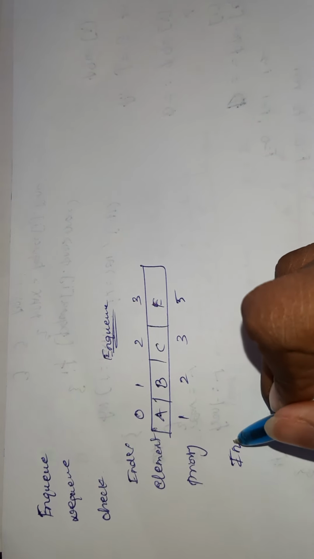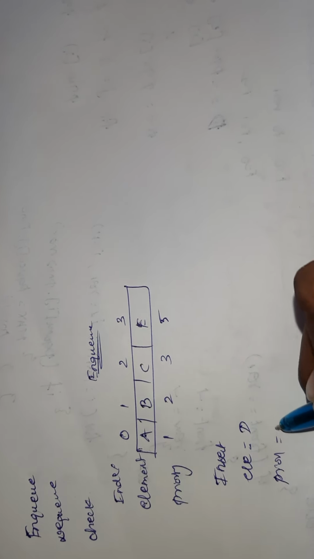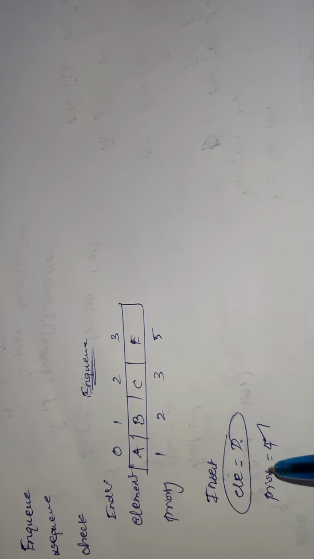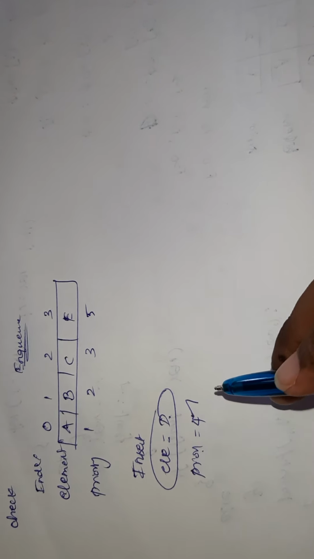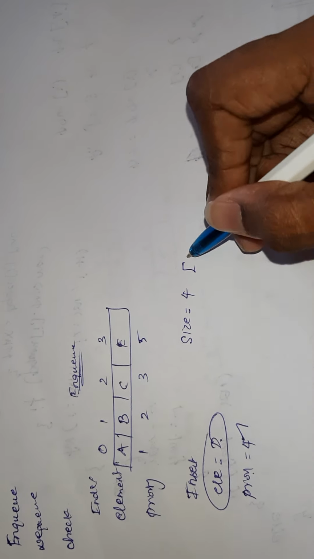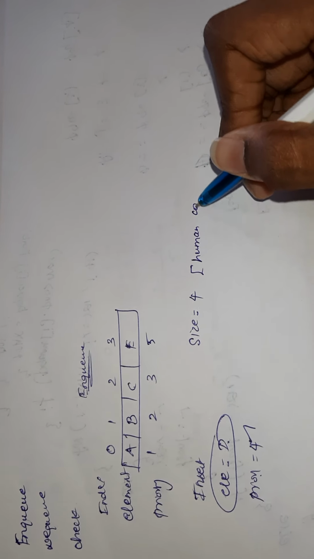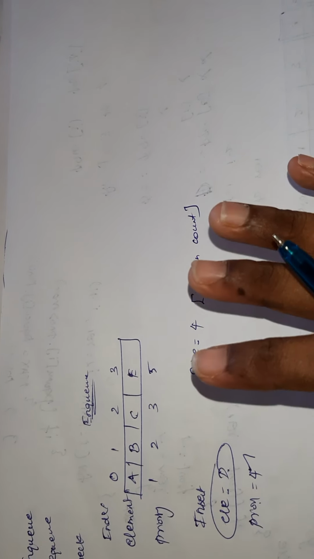First, I want to do the NQ operation. I want to insert the element D with priority 4. So the element to insert is D with the fourth priority, and depending upon the priority it will be inserted in the particular place. First you should check the size. For example, I am giving size equal to 4. This is the human count: 1, 2, 3, 4. Totally we need 4 size.